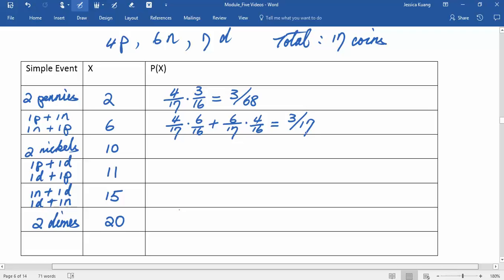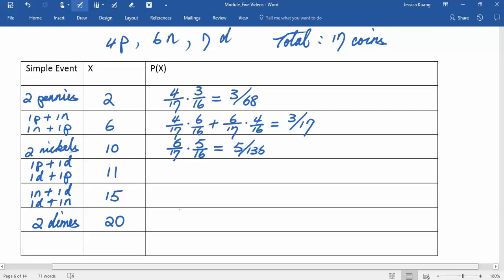Next one, the probability of X equals 10. That means I have 2 nickels. So 6 over 17, 6 nickels to choose from. And once I chose the first one, I end up with only 5 nickels out of 16 coins. Simplify this, that will give me 5 over 136.